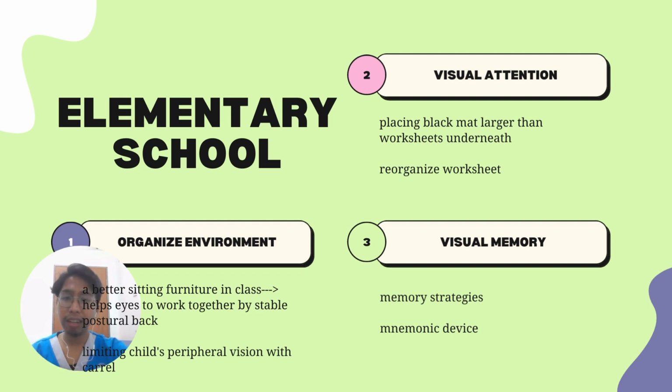So memory strategies such as, what is this? This is a phone, a mnemonic device, and this is an example of it in elementary school. In order for them to understand things, they need to see and memorize. When they're able to memorize, they can understand the subject better. For example, what is one plus one? With visual memory like a flashcard, one plus one equals two, and then we ask them again, what's one plus one? Two. So that's an example of it.